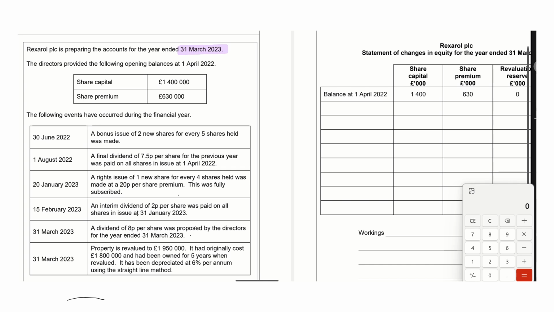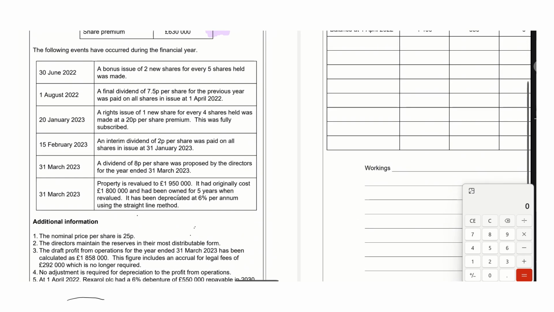The directors provided the following information at the start of the year. During the year, quite a lot of different events and activities happen, from the 30th of June all the way to the 31st of March. So we have to tackle them. As a strategy, you don't want to randomly start tackling random ones. You want to tackle these in chronological order, in date order where you possibly can.